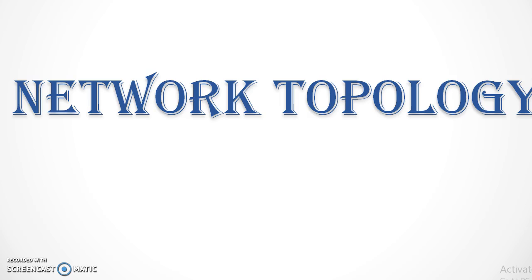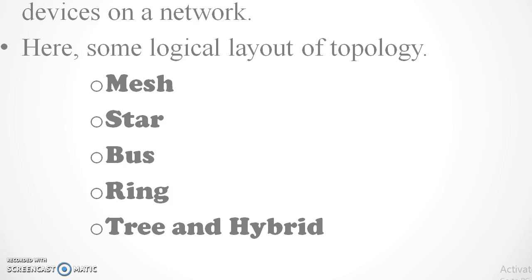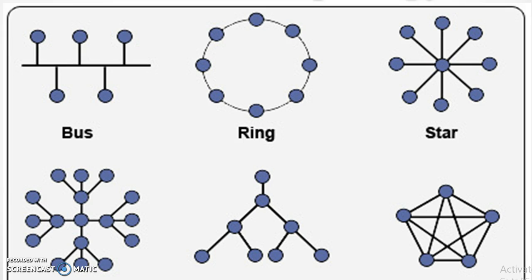Now we have to understand the term network topology. So what is a network topology? A network topology is a graphical representation of how the nodes are interconnected. It refers to the layout of the connected devices on a network. We have different types of topologies available. Some of them are mesh topology, star topology, bus topology, ring topology, and tree and hybrid topology. So the first one is mesh topology.